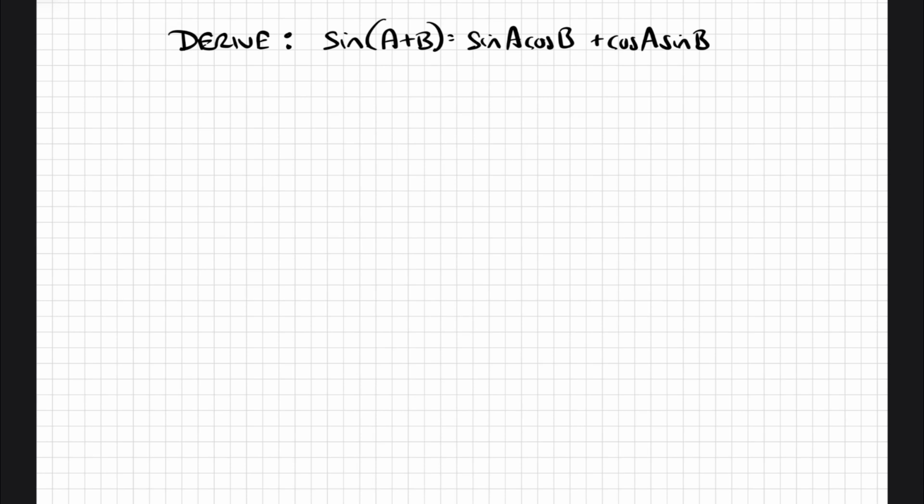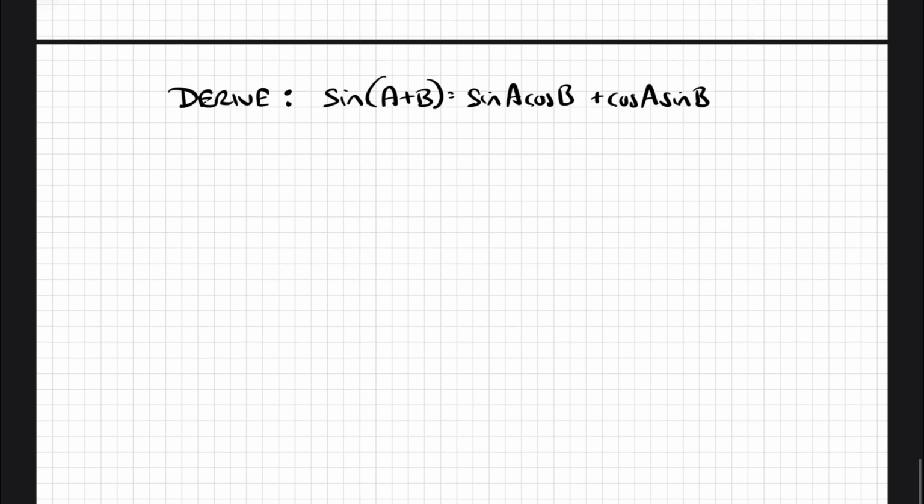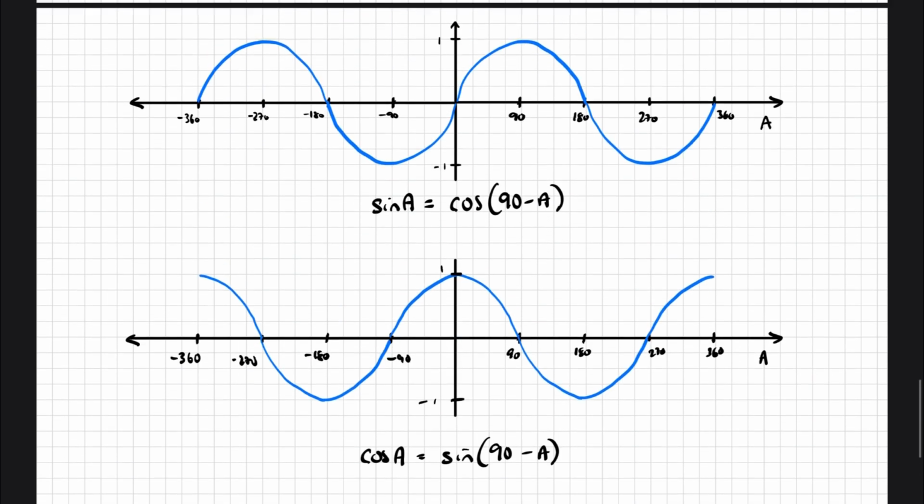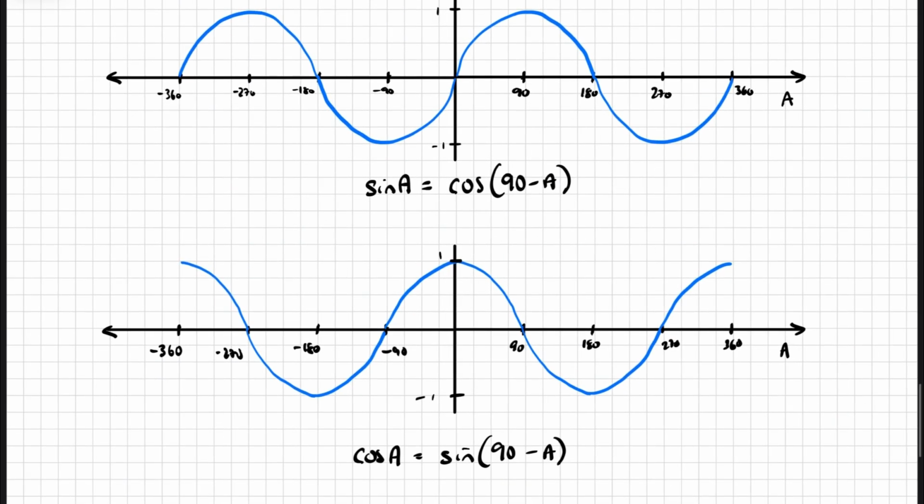Okay, so let's look at deriving sin A plus B equals sin A cos B plus cos A sin B. Now, disclaimer, this one is one of the strangest ones to derive and probably one of the hardest. So in order to do this, you need to have some pre-existing knowledge, and the pre-existing knowledge you need to have is this formula here and this formula here.